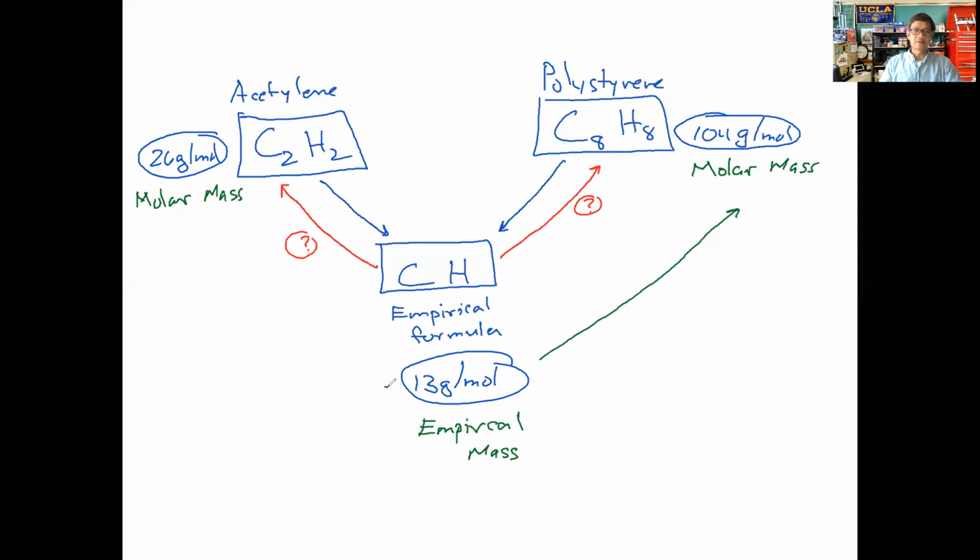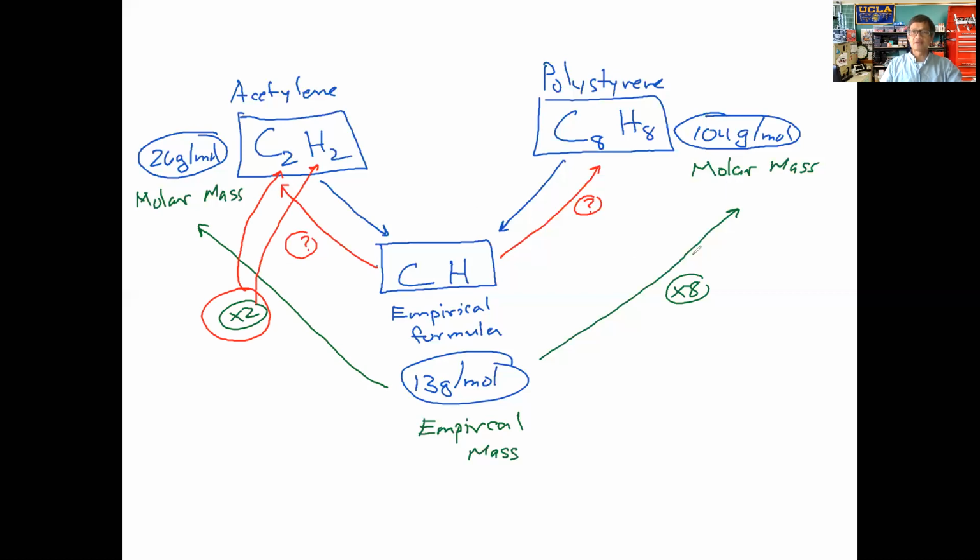let's take a look at how this works. Okay. So if you notice here, this molar mass is 2 times greater than this mass. This mass here is 8 times greater than this empirical mass. So the molar mass of polystyrene is 8 times greater than the empirical mass. The molar mass of acetylene is 2 times greater than the empirical mass. So do you see a connection here? Do you see a pattern here? And I hope you do. And that is this amount here, how much bigger the molar mass of acetylene is than the empirical mass, corresponds directly to those subscripts right there.